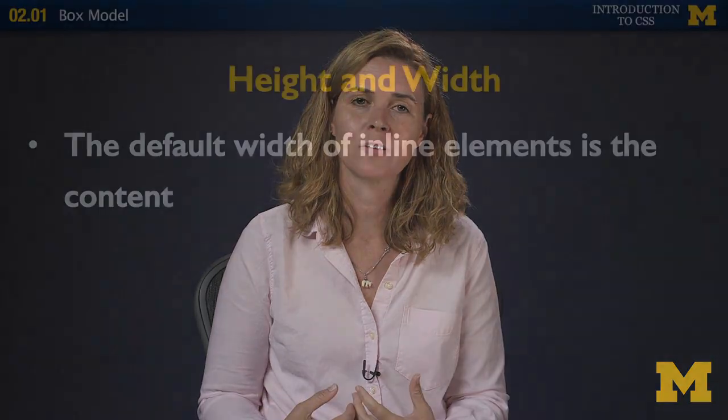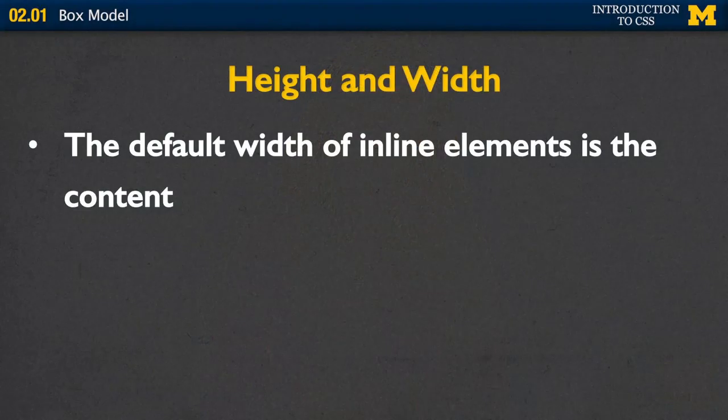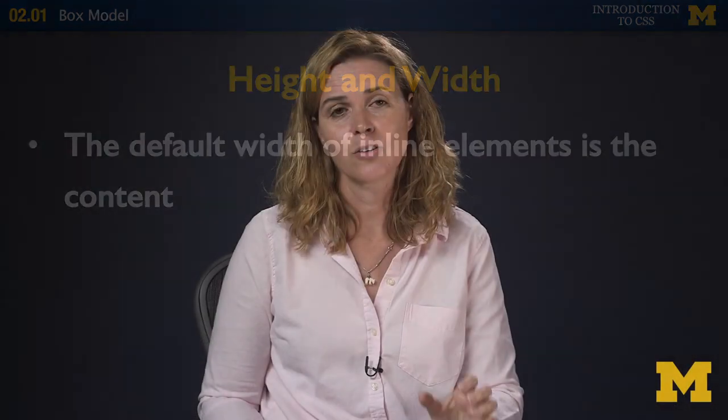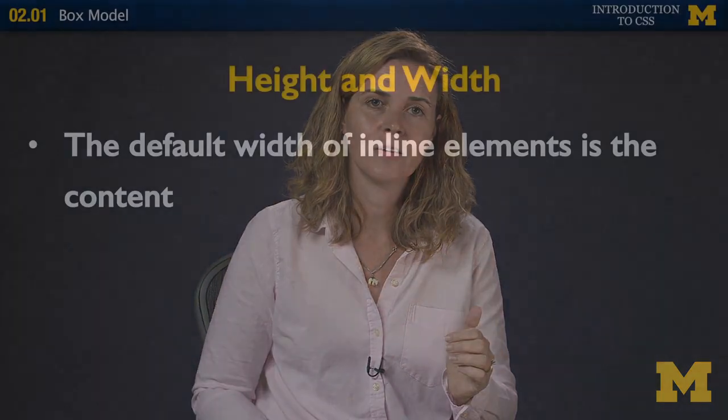I know I've already used this a little bit in some of my other lectures, but I want to be very specific in how it works. One of the first things you need to know is that the height and width of any inline element is the content itself. So if you have a link, the height and width of that link is just the text of the clickable part of the link.